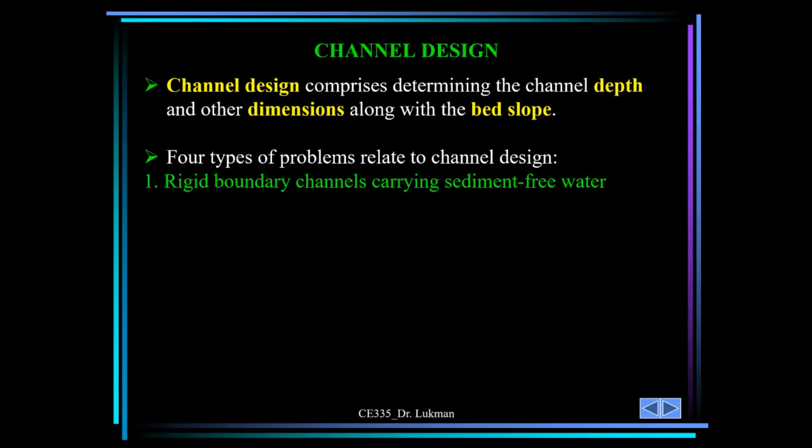Rigid boundary channels: rigid means that the boundary of the channels is rigid, meaning they are dug maybe in rock, or lined with concrete. If it is dug in a rock area, it will be rigid, meaning it will not be movable. It is non-erodible. But when you dig your channel in soil without lining it, as the water flows in the channel, it will eat away the sides of the channel as well as the bottom. So that is a non-rigid boundary channel.